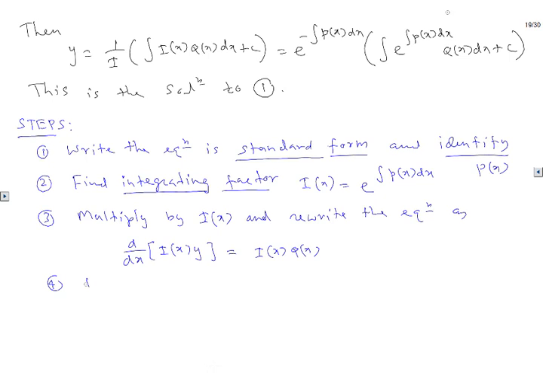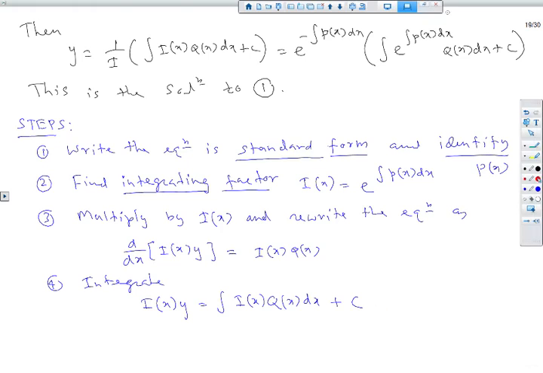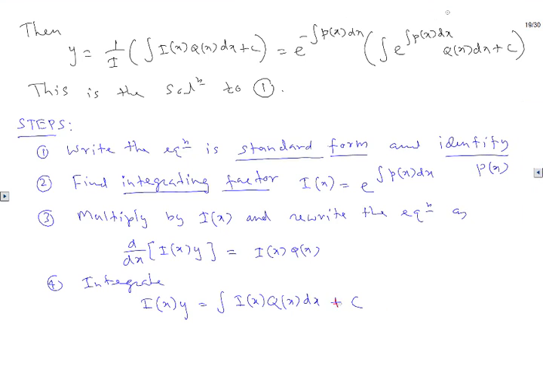After that, we're going to integrate. Once you integrate, you're going to get I(x) y equal to the integral of I(x) Q(x) dx. Here, don't forget to add the C. It's very important. I'm going to write that here. Once you integrate, you're going to get the C there, because we need that.